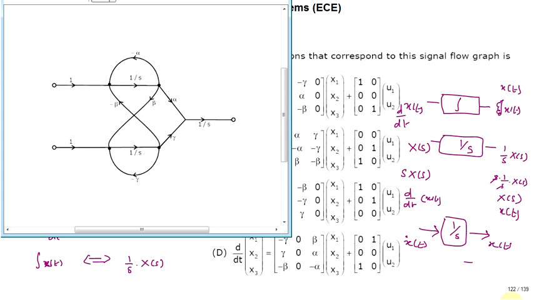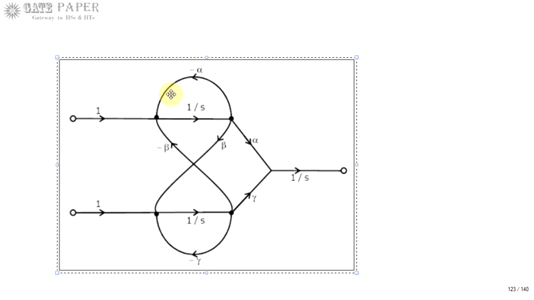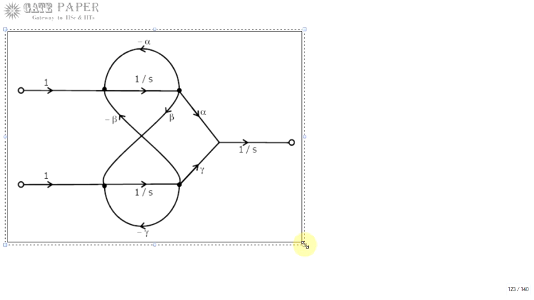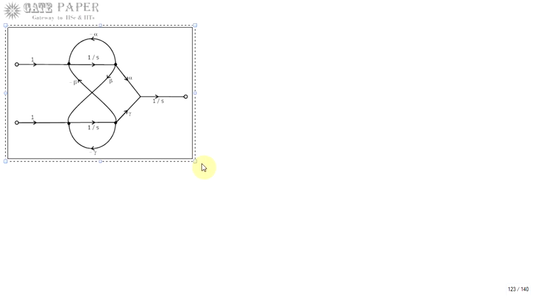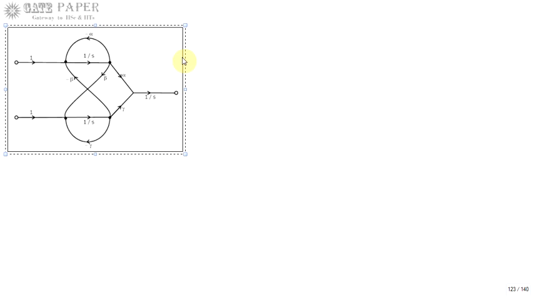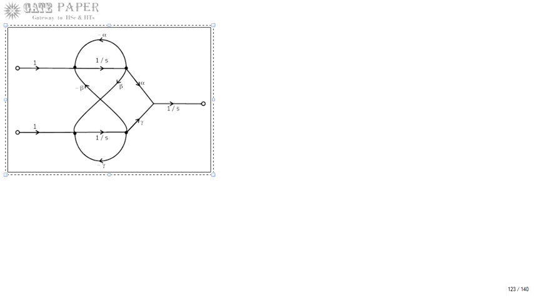So this is the signal flow graph given, that I am going to use. Now I am going to write the state space equations for this one.